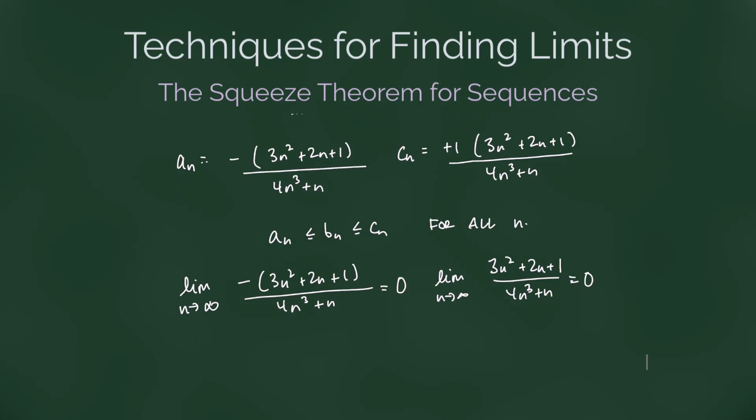That means that 0 is less than or equal to the limit as n approaches infinity of b sub n, which is less than or equal to 0. So we can conclude that because the limits of a sub n and c sub n are equal, they must be the same as the limit of b sub n, which is also going to be 0.